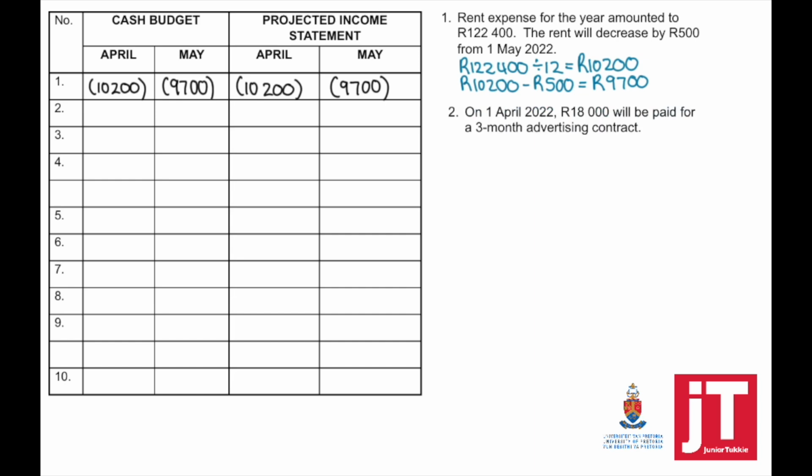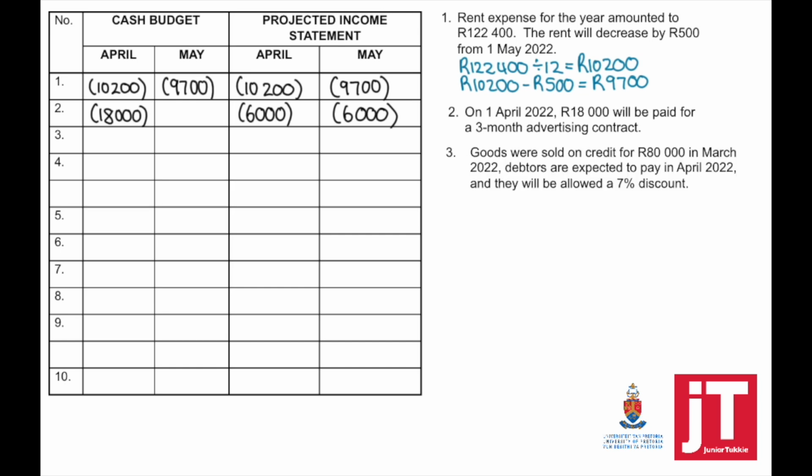Number 2, on 1 April 2022, 18,000 will be paid for a 3-month advertising contract. So advertising is an expense. So it will go in your projected income statement. But now we need to budget that we're going to pay for that expense, for that advertising. And it specifically said 18,000 will be paid. So in my cash budget, I'm going to have 18,000 in brackets for April. And my monthly expense is going to be 6,000. 18,000 divided by 3 means 6,000 per month. Be careful with this. It goes into both, but the amounts are going to be different.